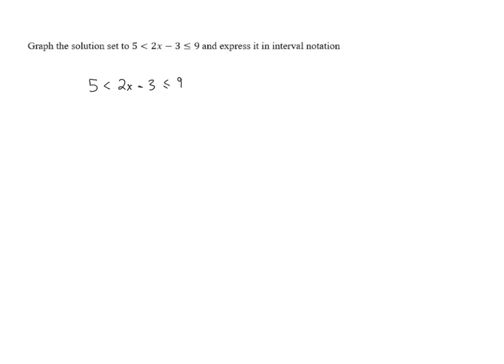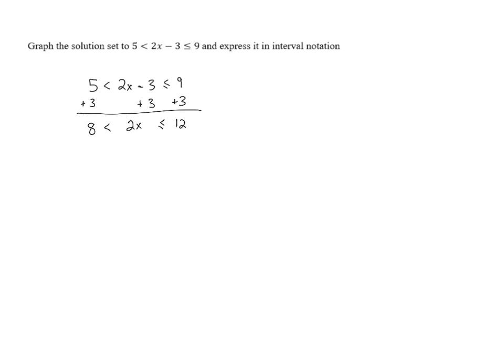So to get x alone, we need to get rid of that negative 3, and we can do that by adding 3. But we have to add 3 to all 3 parts of the inequality here. On the left, that gives us 5 plus 3 equals 8, and then that's less than. In the middle, we're left with 2x because the 3's cancel, and then that is less than or equal to 12 because 9 plus 3 is 12.